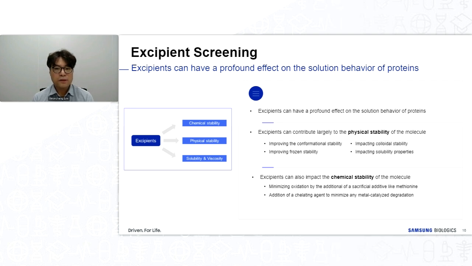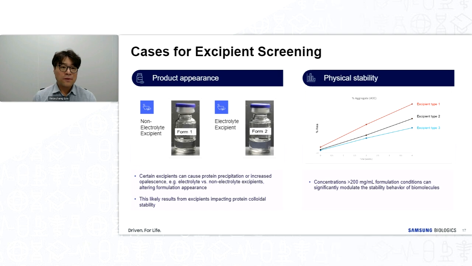There are numerous examples of excipients improving the conformational, colloidal, and frozen stability of proteins. Excipients can also largely impact the solubility and viscosity behavior of high concentration formulations. Another impact that a different excipient may have on the stability of a high concentration protein formulation is their influence on the visual appearance of the formulations.